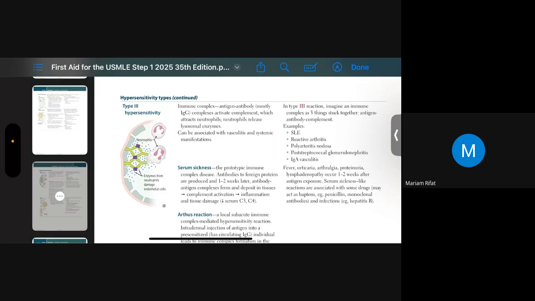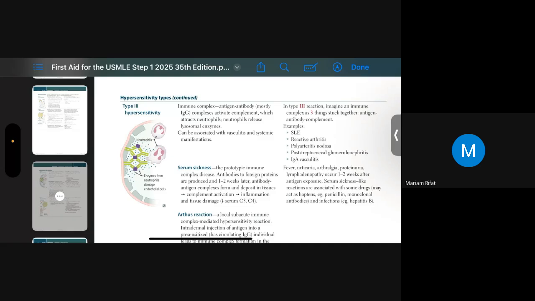So it's basically an example of type 3 hypersensitivity. Whenever immune complexes rise in number, they deposit in different tissues. They're going to activate your local complement system, and that local complement system, along with clearing these immune complexes, is going to lead to destruction of your tissues, right? That's your type 3 hypersensitivity, right?